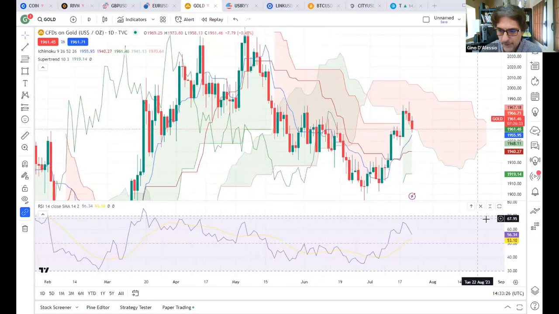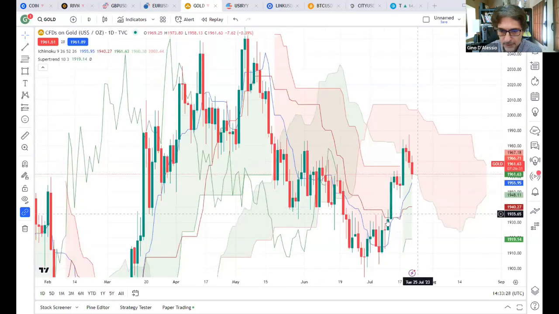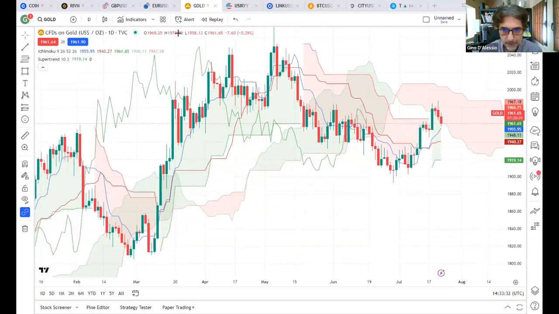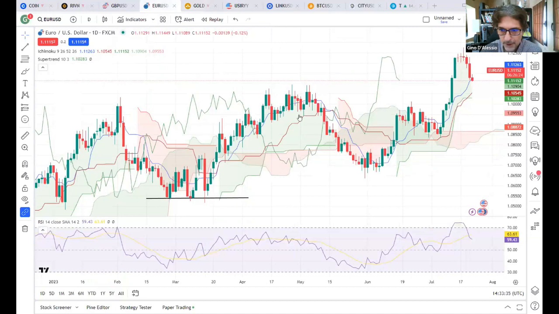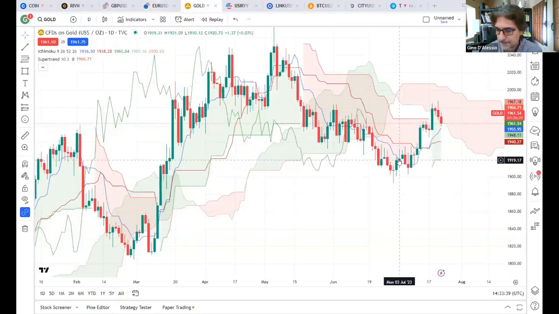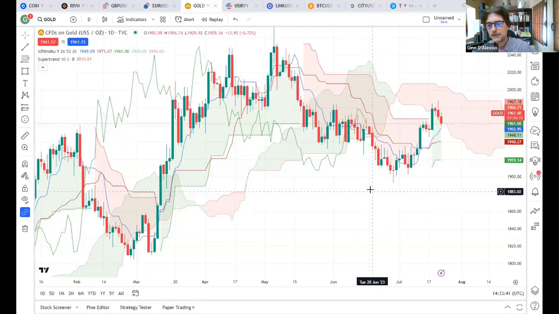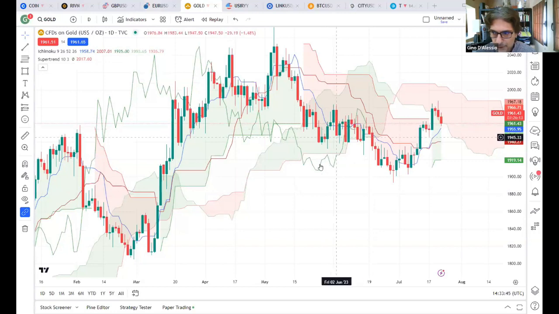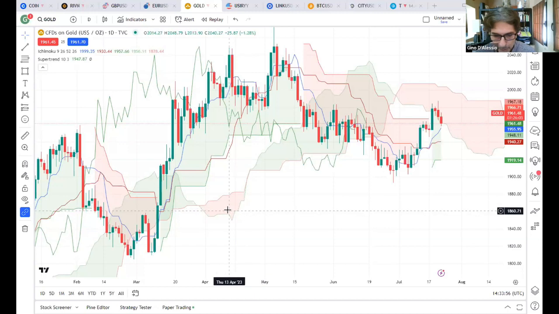In fact, you can see with this chart how, compared to the euro, for example, this has been going up while this was coming down. There's a lot less correlation between these two financial markets. Does that answer your question? Okay, we'll presume it has.